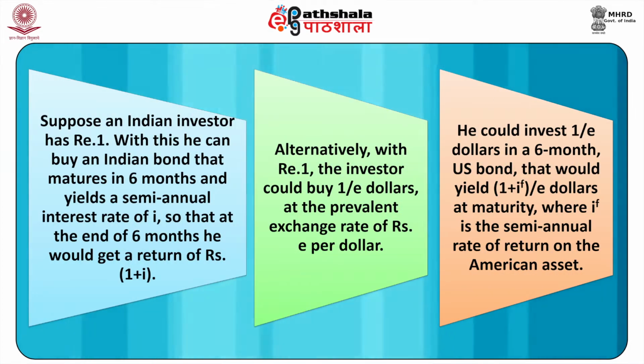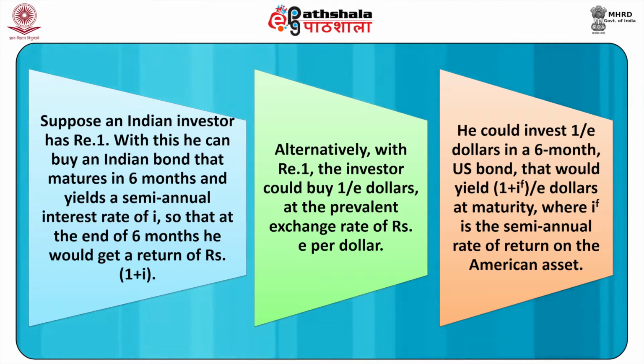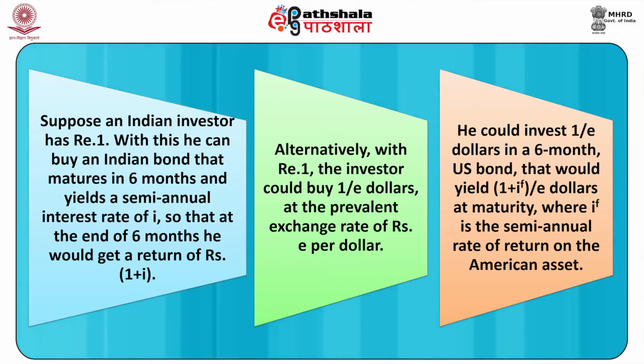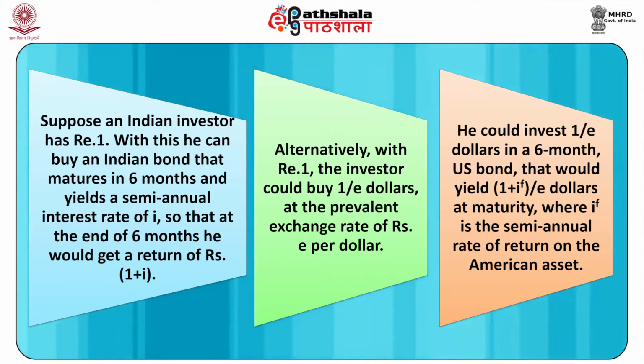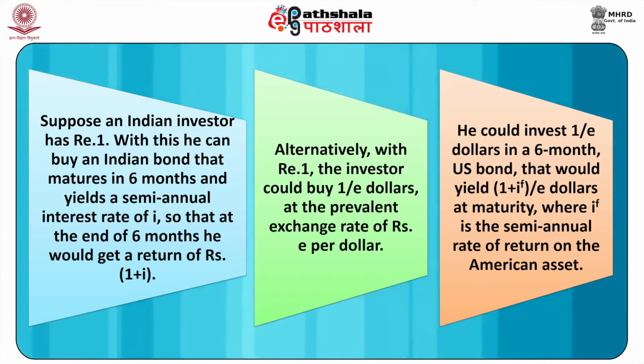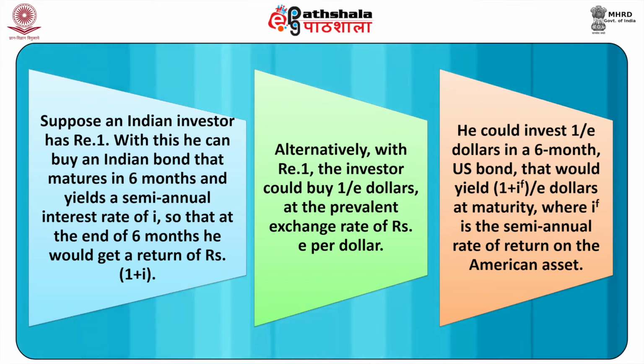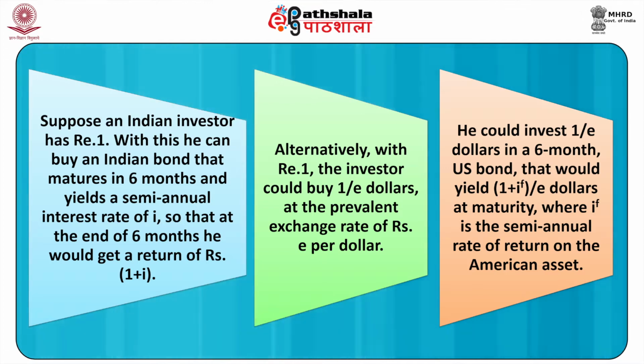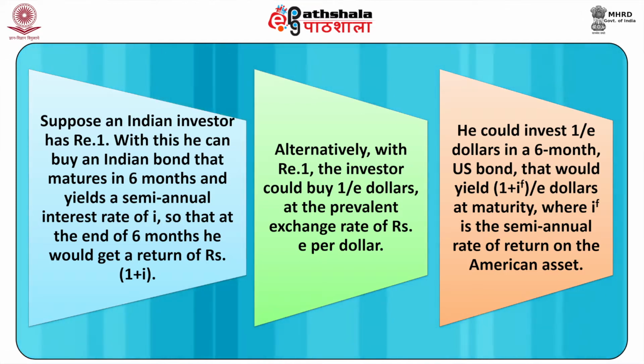Suppose an Indian investor has 1 rupee. With this, he can buy an Indian bond that matures in 6 months and yields a semi-annual interest rate of i, so that at the end of 6 months, he would get a return of rupees 1 plus i.